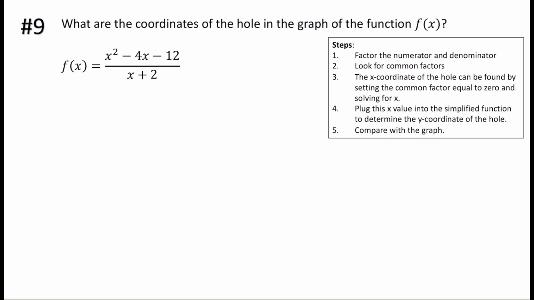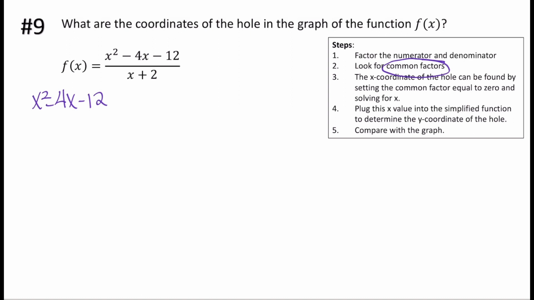So this problem wants us to think about the graph of the function f of x and find the coordinates of the hole. So remember, the hole is going to occur where we have a common factor. Okay, so what we need to do is factor the numerator and denominator and look for a place we have a common factor. So we have x squared minus 4x minus 12 in the numerator, and so we're going to think about how to factor that.